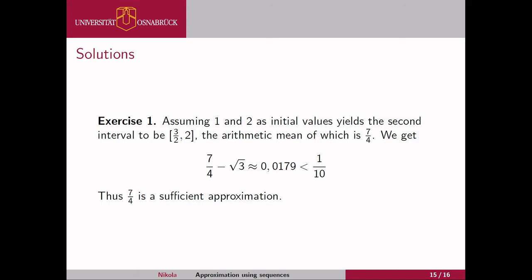However, we could still take 7 over 4 as a rational approximation and check whether we're already good enough, right? So might happen that we're lucky. And if we calculate it, well, usually how the calculation works is you square both numbers, take the difference, and then take the root. You get that the difference of the two is 0.0179, which is like really close, right? This is a pretty lucky approximation. So this means that 7 over 4 is already sufficient to solve the exercise.